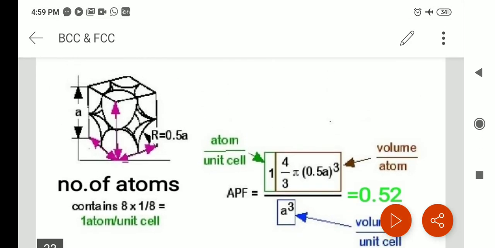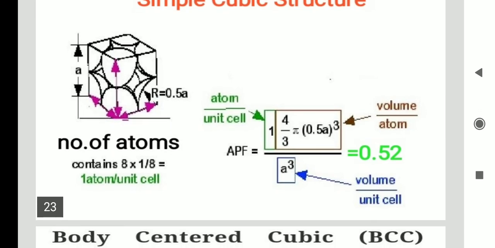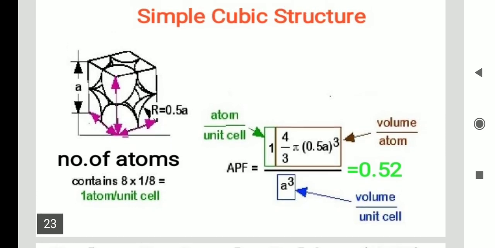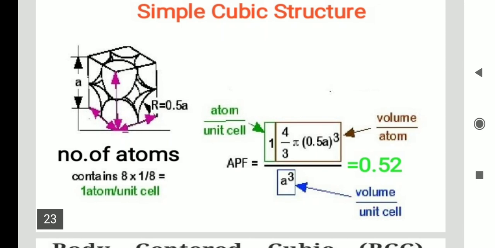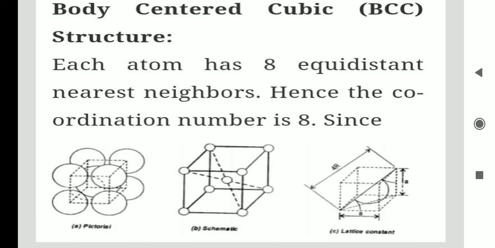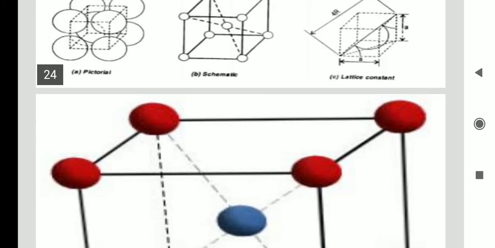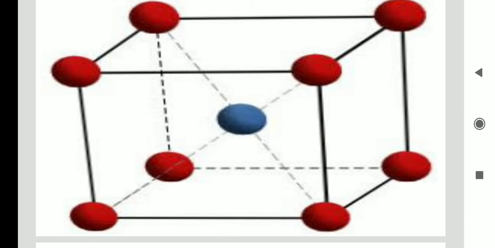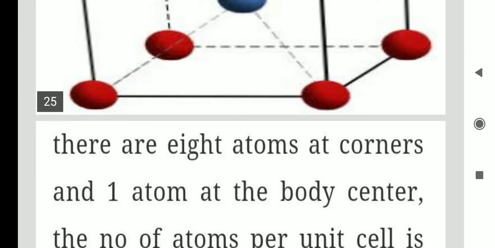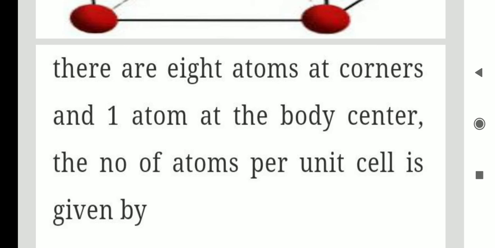Here this simple cubic structure is 48% empty. It is the weakest structure among these 3 cubic structures. When compared to the body centered cubic structure, each atom has 8 equidistant nearest neighbors. Hence, the coordination number is 8. See the figure: at the corners we have 8 atoms. Along with the corners, it has an extra atom at the center of the body. Therefore, there are 8 atoms at the corners and 1 atom at the body center.